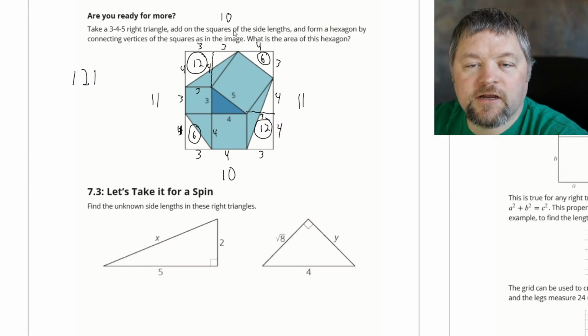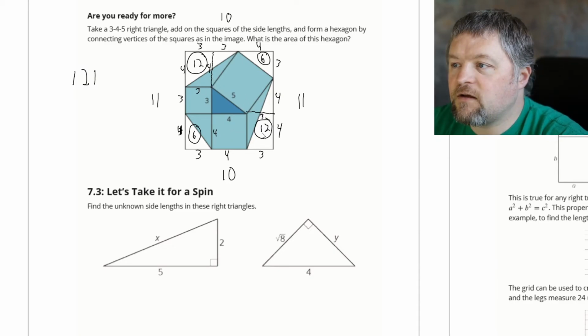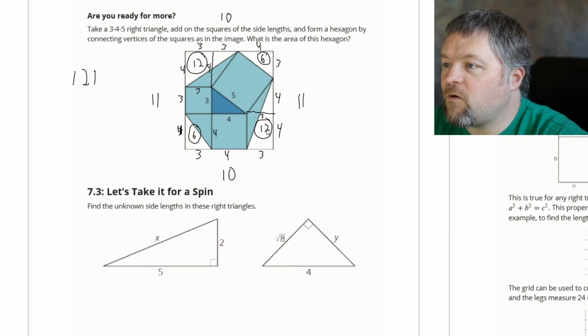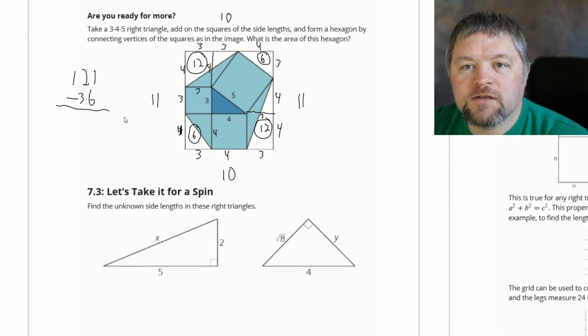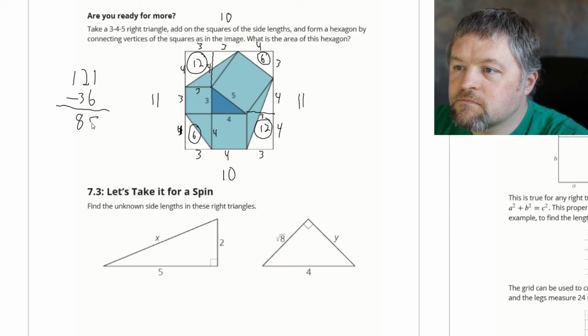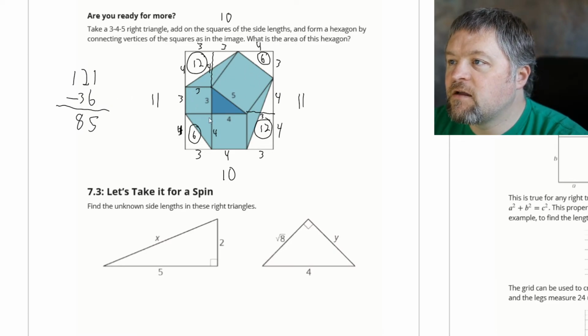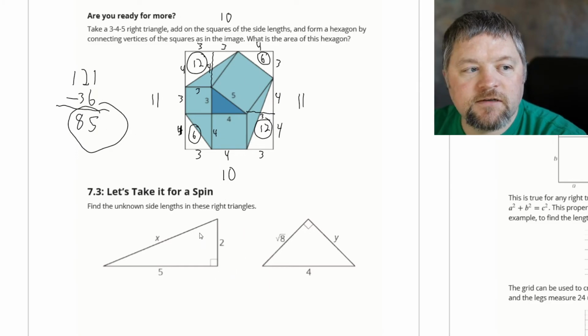So the total area is 121 units. And then we have to subtract 12 and 12, which is 24. And then 6 and 6, which is another 12. So 36. So we have to do 121 subtract 36, which is 85 units. So the area of this colored hexagon is 85 units.